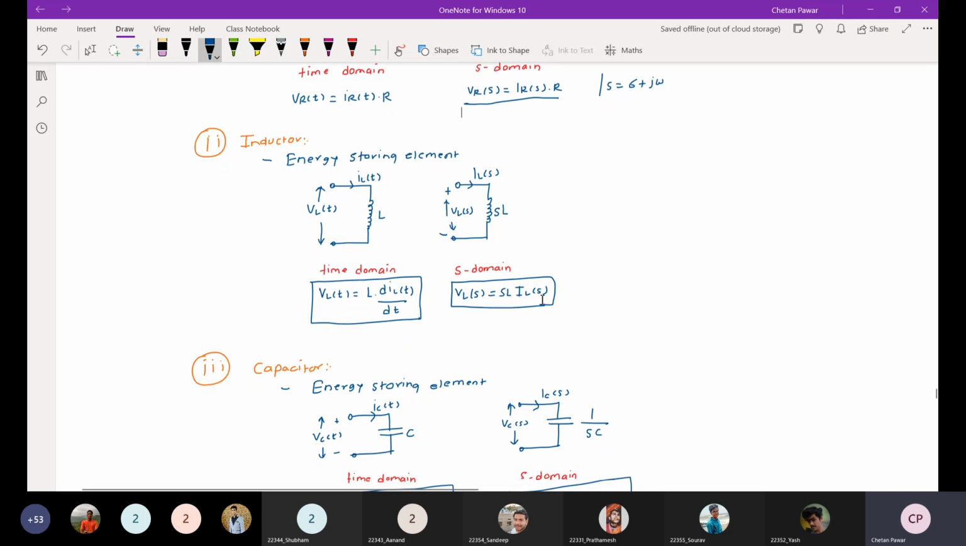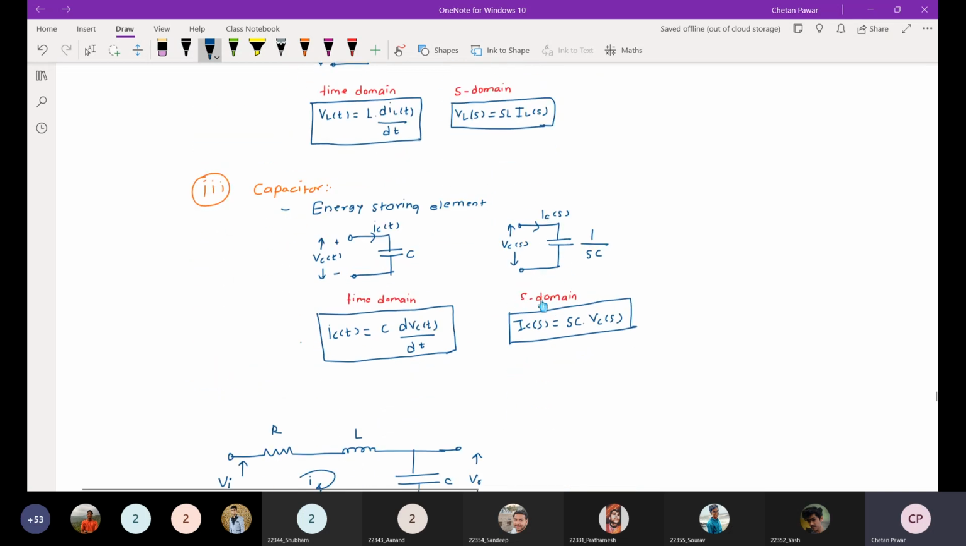So if you talk about the capacitor, the capacitor is also an energy storing element, right? Here C is the capacitor value, and iC of t is the current flowing through the capacitor. Similarly, vC of t is the voltage across this capacitor. In the time domain, you know the current flowing through the capacitor will be C into dVC by dt, where VC is the voltage across the capacitor.